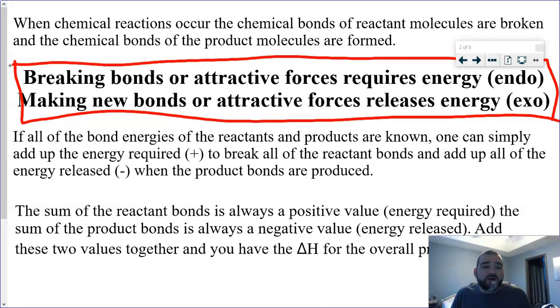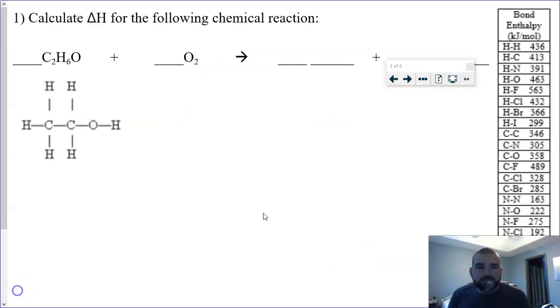All right, so if all of the bond energies of the reactants and the products are known, one can simply add up all the energy required to break all the reactants and add up all the energy released when the new ones are made. The sum of the reactant bonds is always a positive value, meaning that requires energy. The sum of the products is always a negative value. Add these two values together, and you have delta H, or the enthalpy, for the entire chemical reaction.